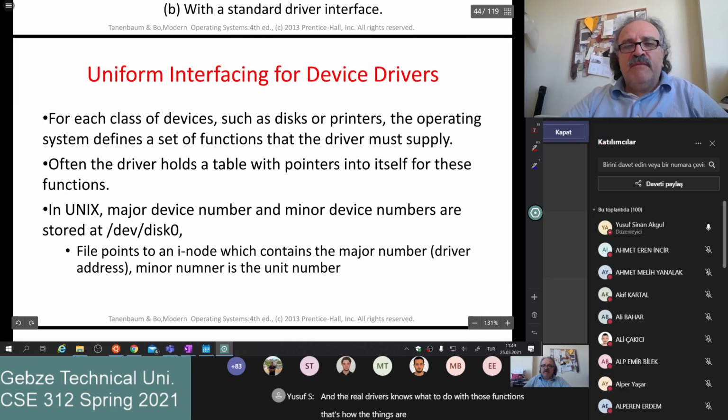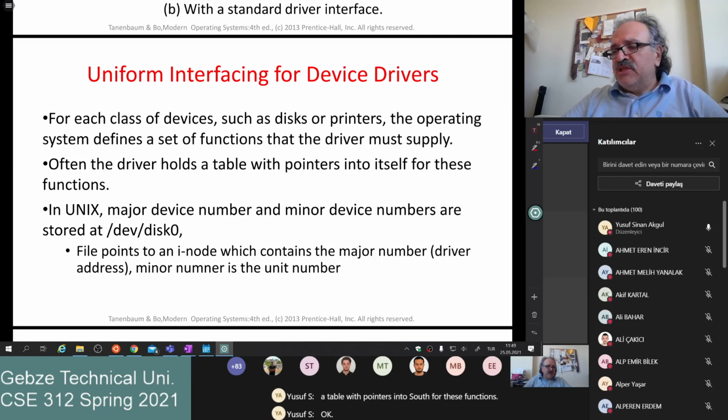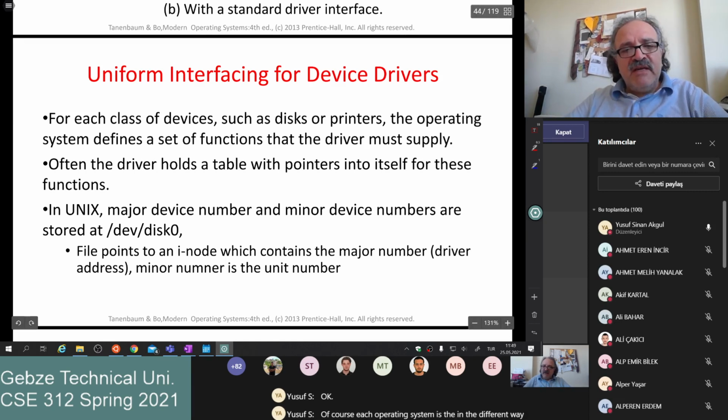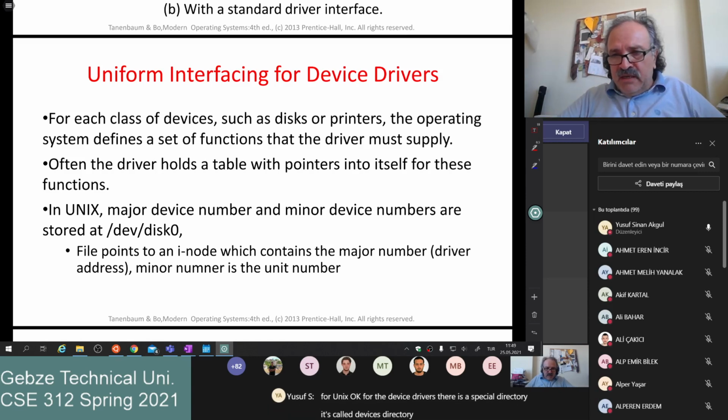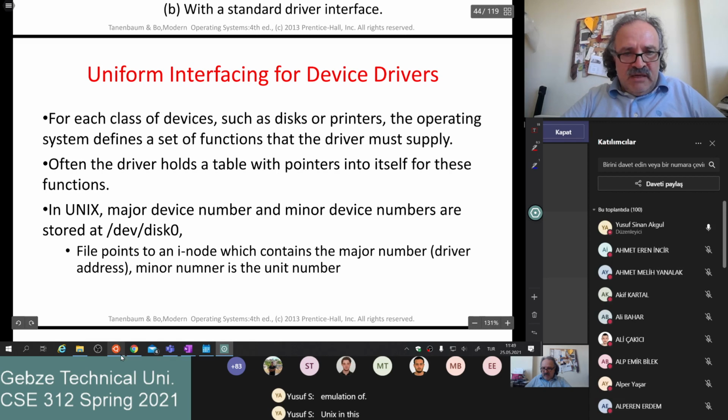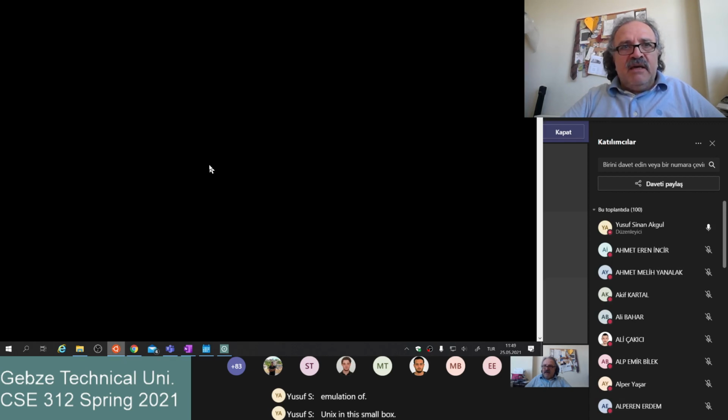So often the driver holds a table with pointers into itself for these functions. Of course, each operating system is designed in a different way. For Unix, for the device drivers there is a special directory. It's called the dev directory. On my small emulation of Unix in this box, I have this dev directory, but I think it is empty.